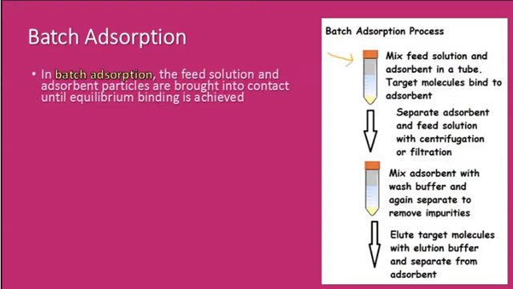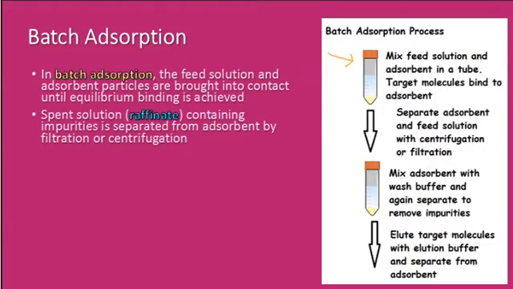You just mix the two together in the tube, probably vortex it or shake it up to get contact between the target molecules and the absorbent. Then you have to have some way to remove that liquid containing all the molecules that didn't bind to the absorbent. So you have to separate the solid absorbent from the liquid, usually by filtration or centrifugation or some way like that. The spent solution, remember in extraction, we call that the raffinate. So you get rid of that liquid, you throw it away.